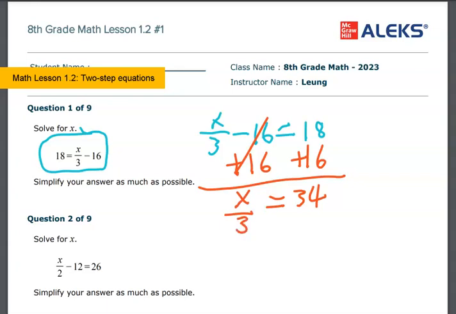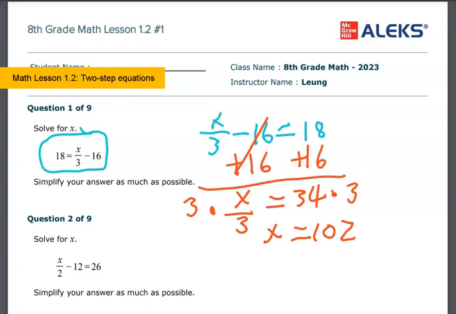Now from here, what I do is I simply just multiply. I'm dividing by 3, so I'm going to multiply by 3. And remember, I'm writing a dot to represent multiplication. Okay, so then I have x is equal to whatever 34 times 3 is, and I believe that is 102. So x is equal to 102.